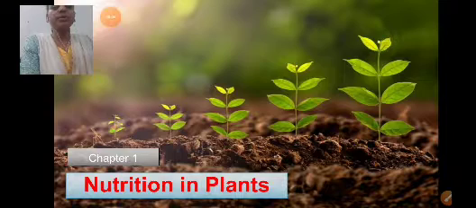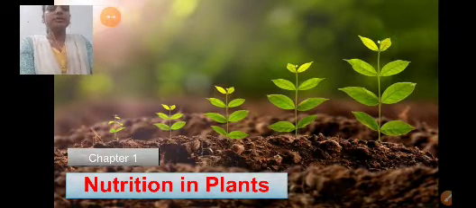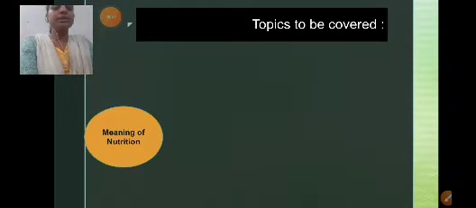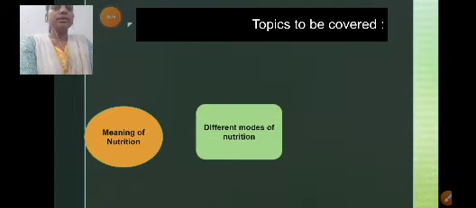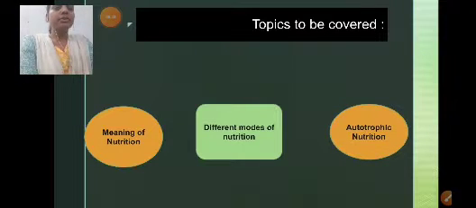In this video we are going to study chapter 1, nutrition in plants. So let us start. First of all, let us see the topics that are to be covered in this video. First we'll see the meaning of nutrition, then we'll see the different modes of nutrition, and then we will see autotrophic nutrition in detail. So let us start with the meaning of nutrition.